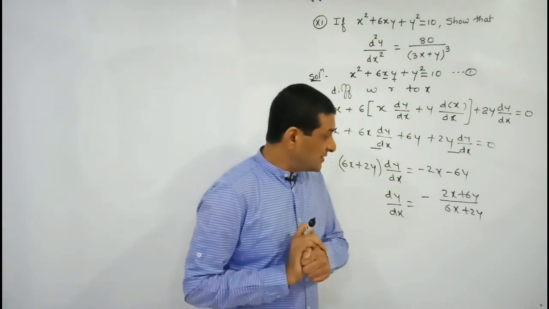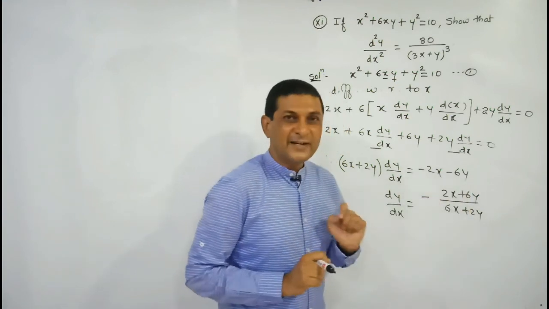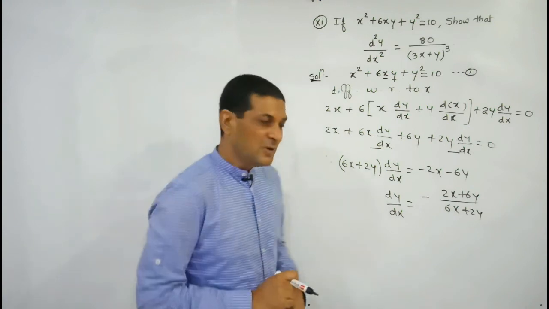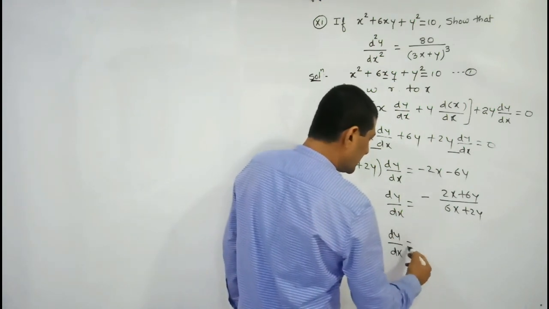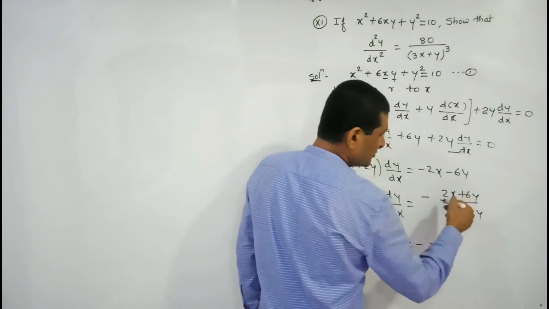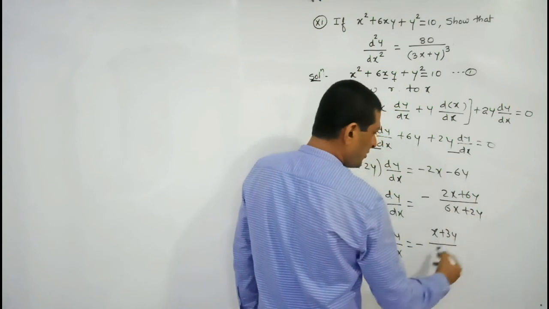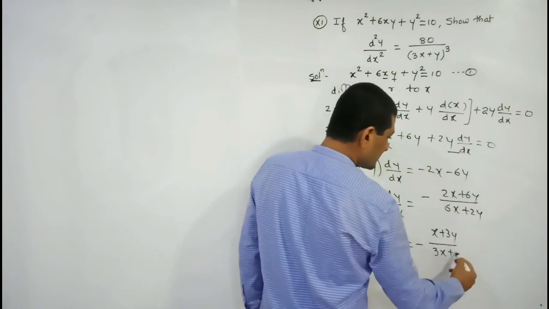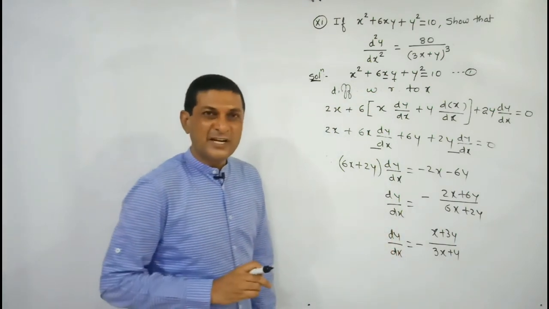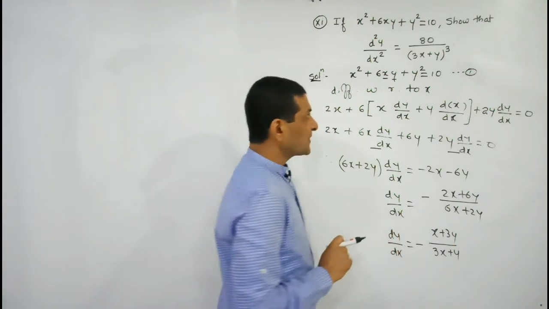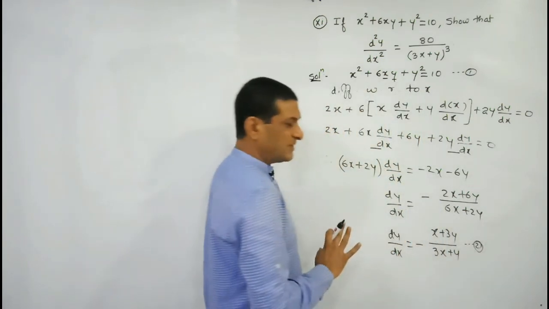Let us check again, is it possible to simplify it? Yes, we can observe that all the terms in the numerator and denominator are divisible by 2. So what result do we get if we divide by 2? Here minus as it is, if I divide the numerator by 2, here we will get x plus 3y, and if I divide the denominator by 2, here we will get 3x plus y. This result we have obtained simply by dividing the numerator and denominator by 2. Now let us denote this equation as equation number 2, which is the value of dy by dx.